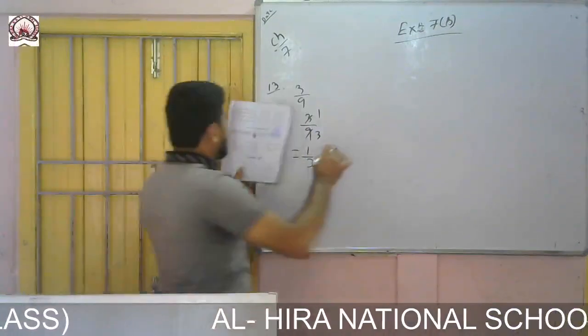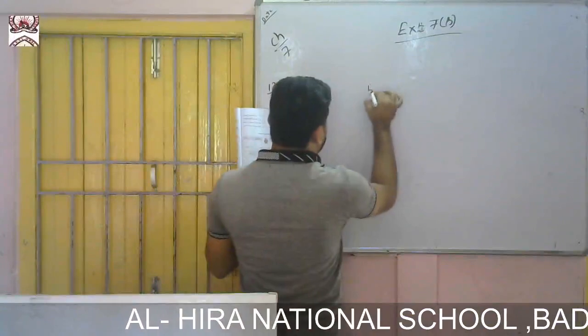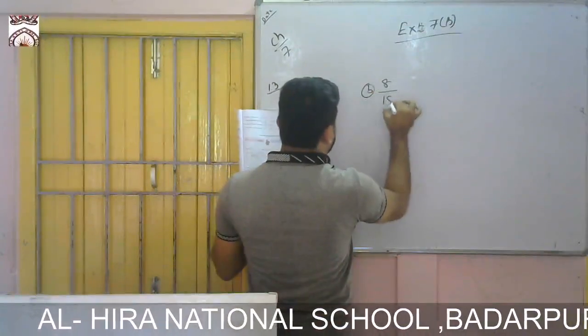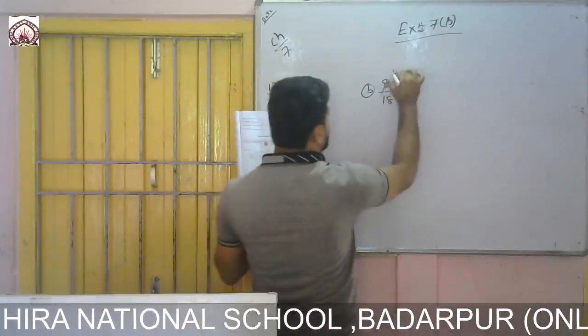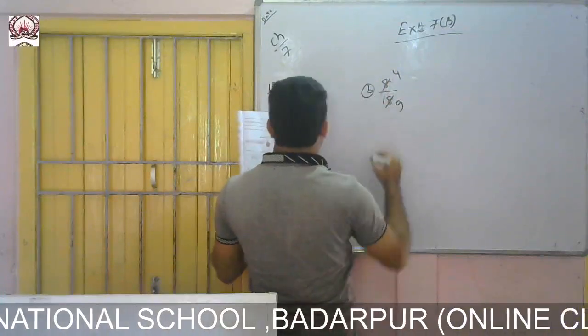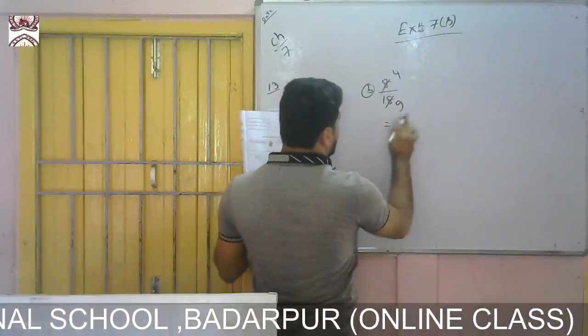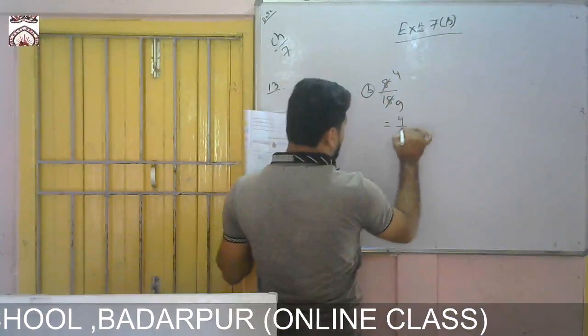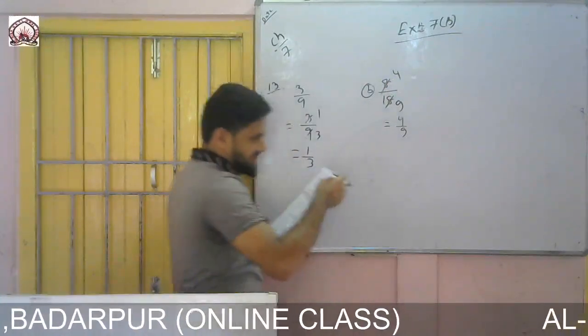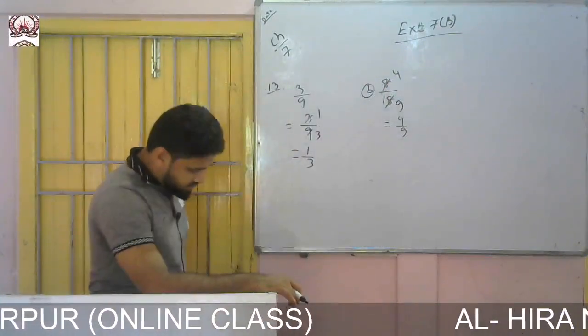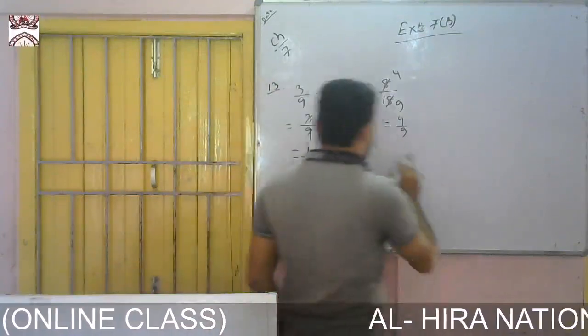Okay. Next what? Number B. 8 by 18. With 2 I can cancel. 2 4s are 8, 2 9s are 18. Okay. So answer will be what? 4 by 9, because now we cannot cancel 4 and 9 with the same numbers. Okay. So it is in lowest form.